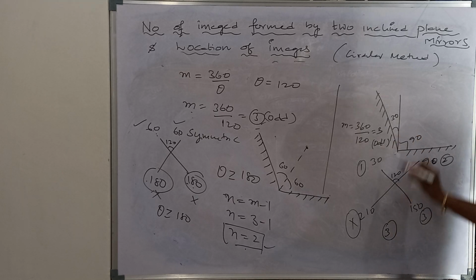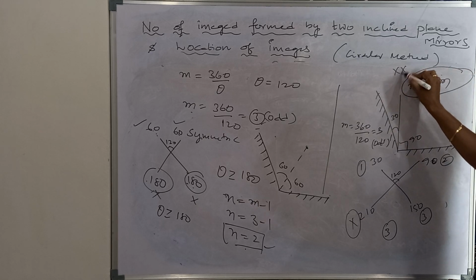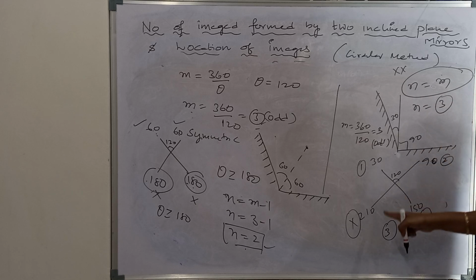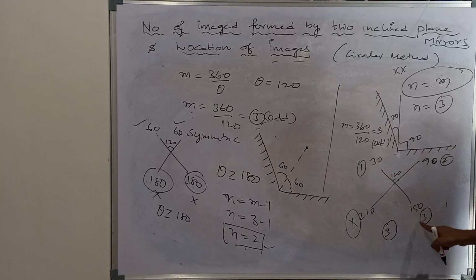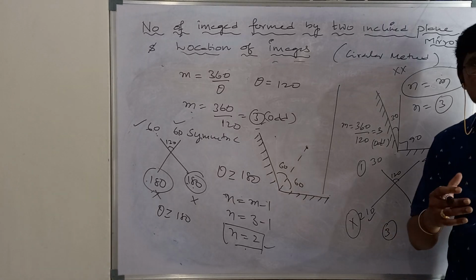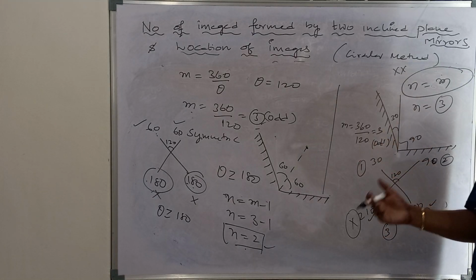3. What is the formula here? n is equal to m. That is, number of images are 3. I hope you understand. 30, 90, 120. 30 plus 120 is 150, which is less than 180. So image is formed here. This is 210, which is greater than 180. So no image is formed. So I hope you understand how to check the number of images when mirrors are inclined at an angle.